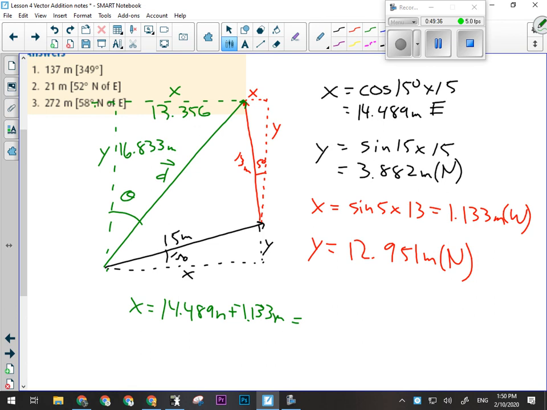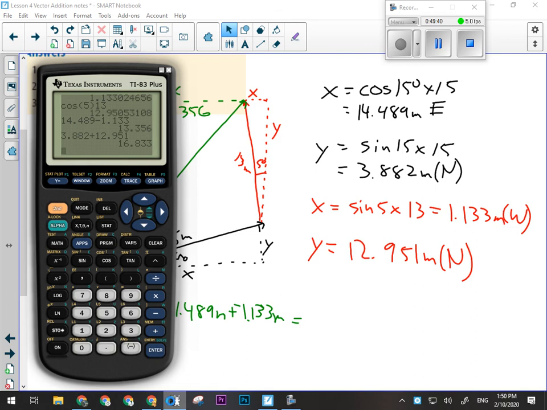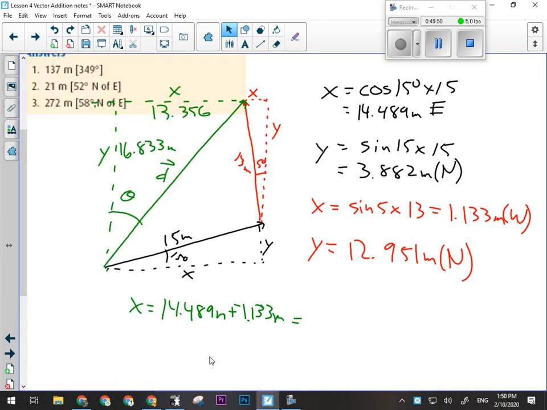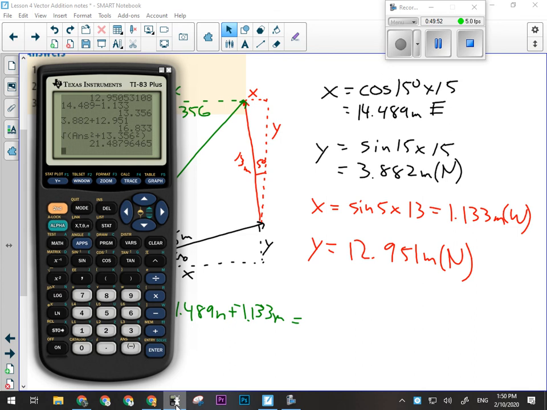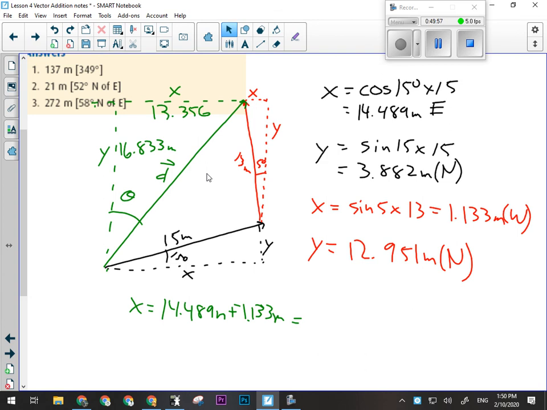Then it's the Pythagorean theorem and a trig calculation. We'll take our answer and square it, plus 13.356 squared. So our resultant is 21.5 meters, or actually 21.4, so it's just 21 meters. And for our angle, we're going to get the opposite one of that, so we're going to get 38 degrees east of north.